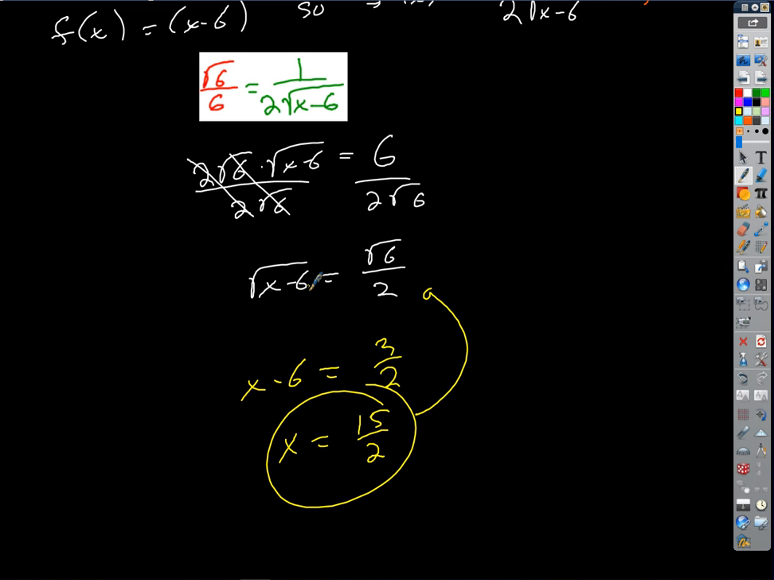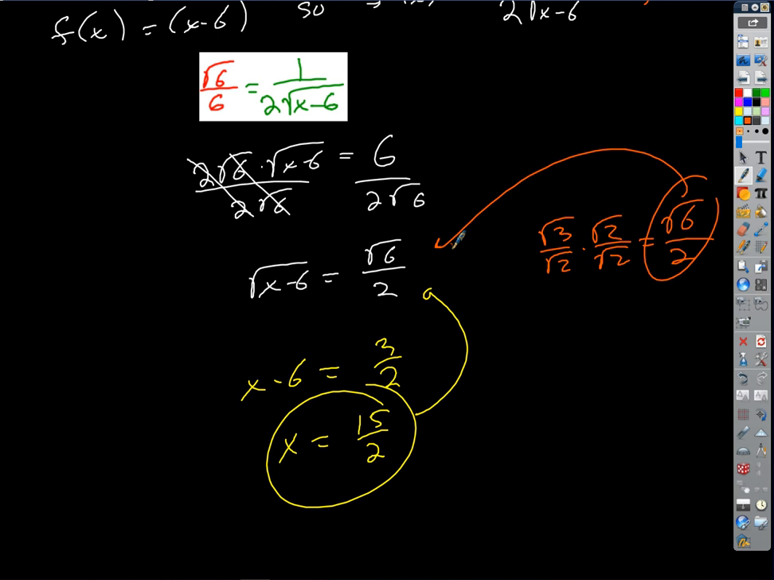15 halves minus 6, what did that work out to be? That's going to be 3 halves, and the square root of 3 halves, we can show that's the same thing as square root of 6 over 2, can't we? Right? The square root of 3 halves is the square root of 3 over the square root of 2. If I multiply top and bottom by radical 2, I get 2 on the bottom and square root of 6 on the top. So it works. Right? Okay. Make sense?